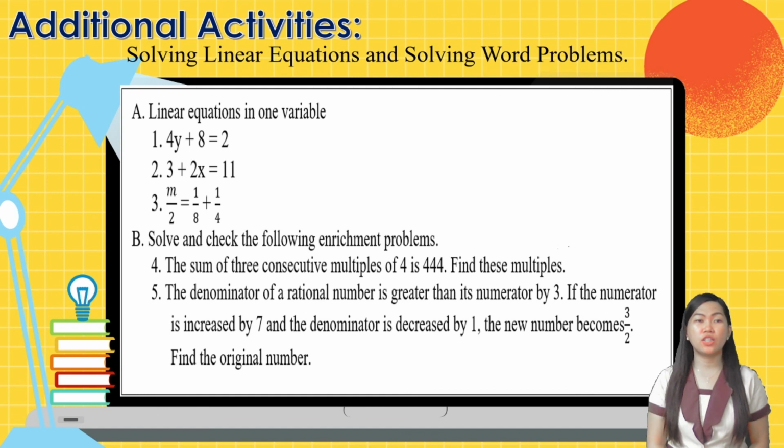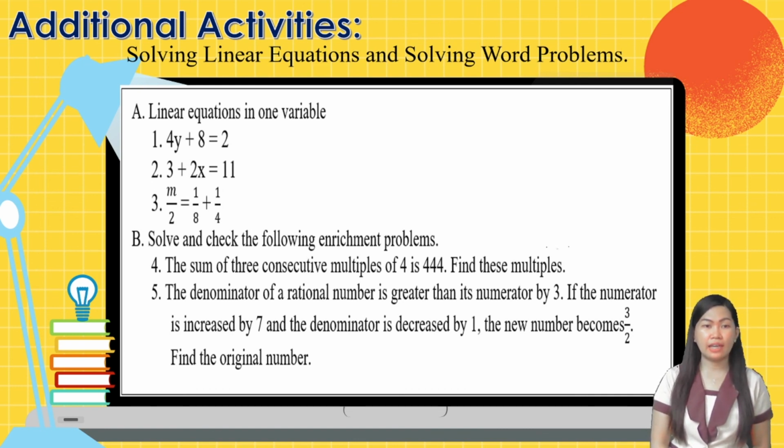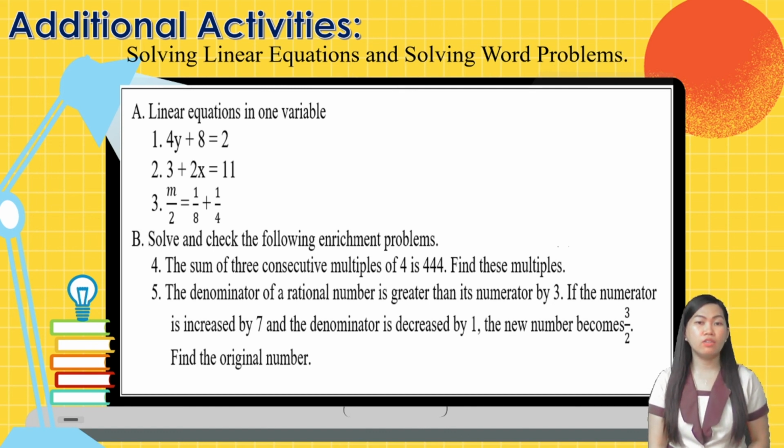We have A, linear equations in one variable. Number 1, 4y plus 8 is equal to 2. Number 2, 3 plus 2x is equal to 11. Number 3, m over 2 is equal to 1/8 plus 1/4. B, solve and check the following enrichment problems. Number 4, the sum of three consecutive multiples of 4 is 444. Find these multiples. Number 5, the denominator of a rational number is greater than its numerator by 3. If the numerator is increased by 7 and the denominator is decreased by 1, the new number becomes 3/2. Find the original number.